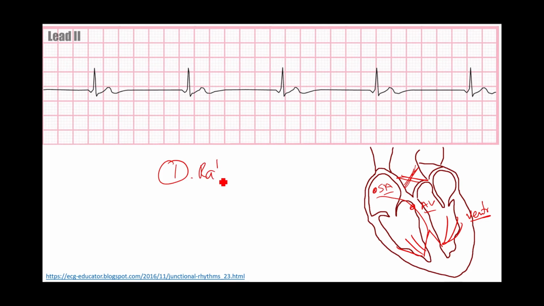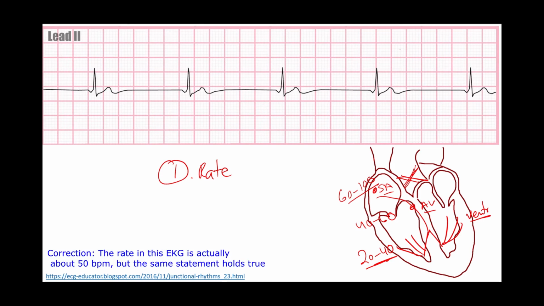Well, number one, you want to think about the rate. You may recall from your physiology class that as you go down the electrical conducting system, the innate rate of firing at each level decreases. So the SA node normally fires between 60 and 100 beats per minute. The AV node normally fires between 40 and 60 beats per minute. And the ventricles typically fire between 20 and 40 beats per minute.